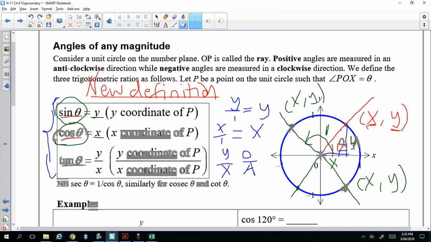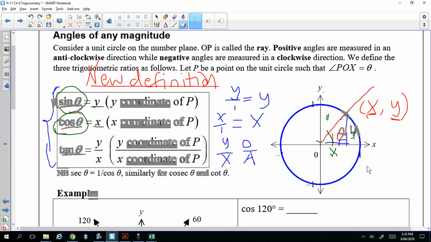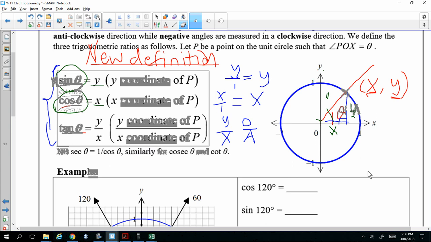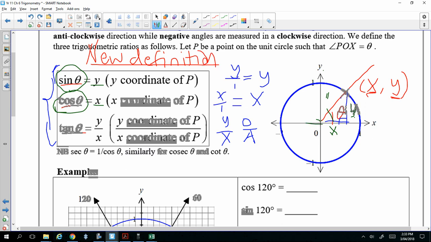You don't need to draw a triangle. It's no longer a triangle now. You just say coordinates. So if I draw 180, what's that point? What's the corner of that point? It will be negative 1, 0, right? So what's sine 180? It's y, isn't it? 0. Does it give you 0?